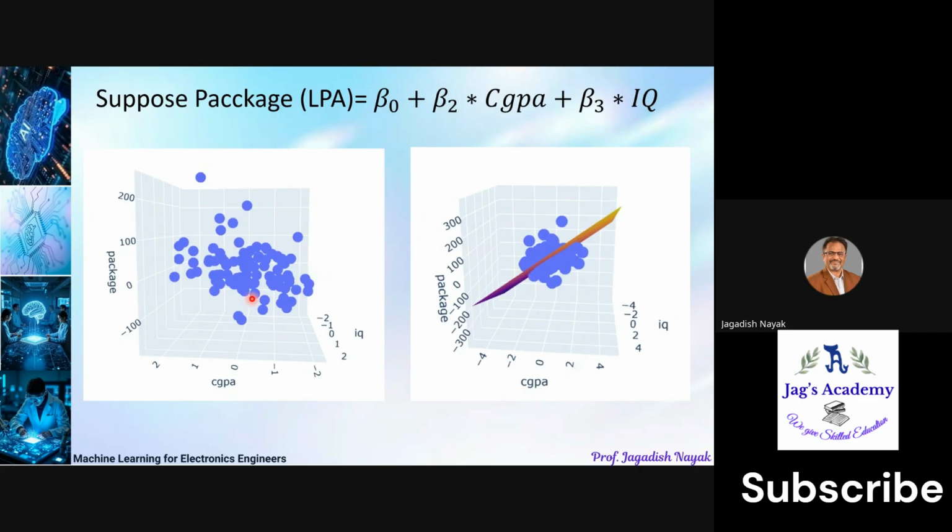So in this case, whenever you have two features, this can be plotted in a three-dimensional view, right? This is CGPA and IQ, this is package, this is a scatter plot. Like we have seen in simple linear regression, there it is just a line which is approximating those points. But here it is a plane which is approximating these points, right? That is what we get from this beta naught, beta 2, and beta 3.